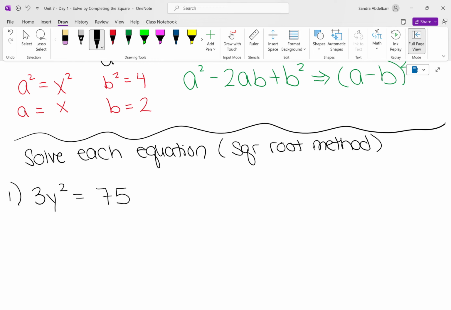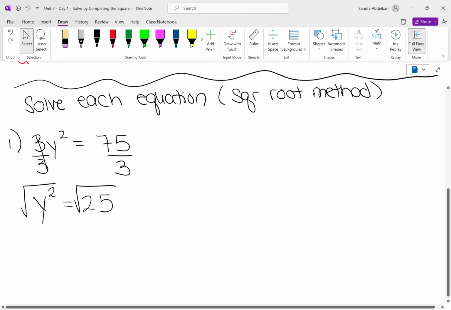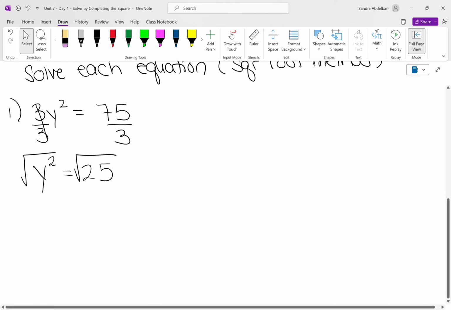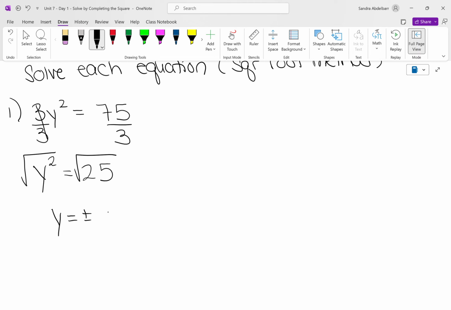Okay, so here, because we can easily divide that 3, we're going to choose to, since it's really just the y that's squared. We're going to divide by 3 on both sides. Then we're going to have y squared is equal to 25. To undo a square, we take the square root. But the minute we take the square root when we're solving, what do we have to put in front? Plus minus. Yep. y equals plus minus 5.